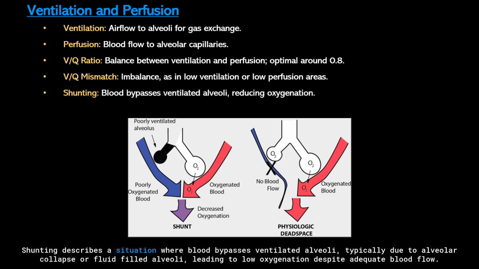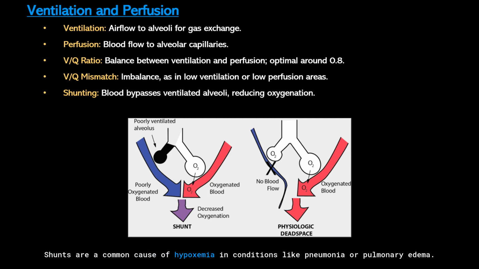Shunting describes a situation where blood bypasses ventilated alveoli, typically due to alveolar collapse or fluid-filled alveoli, leading to low oxygenation despite adequate blood flow. Shunts are a common cause of hypoxemia in conditions like pneumonia or pulmonary edema.